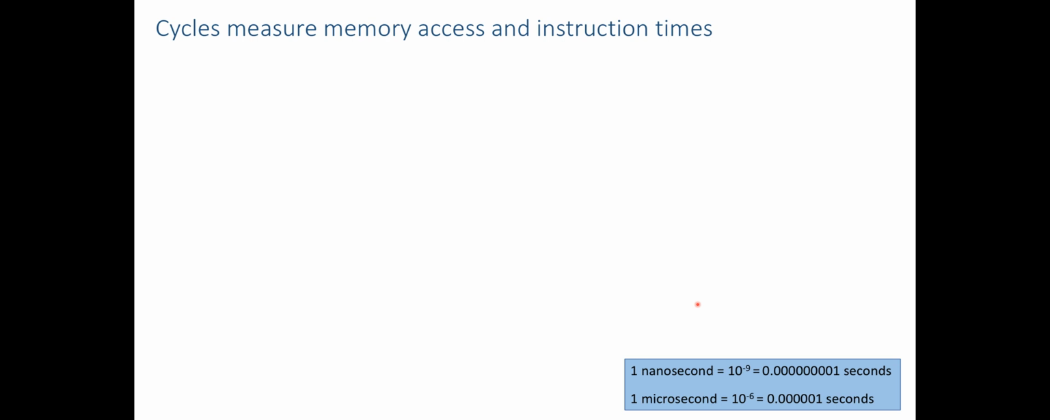Over the years, we've talked a lot about how cycles measure memory access and instruction time. So our computers have what's called a clock cycle. Now, in order to understand this and recognize how fast our machines actually run, I want to remind you that a nanosecond is 10 to the minus ninth seconds, and a microsecond is 10 to the minus 6 seconds.